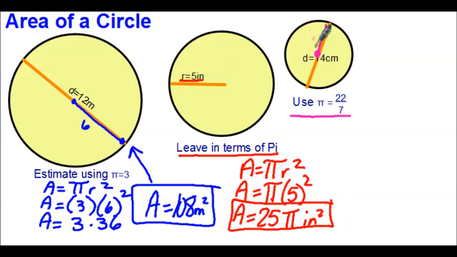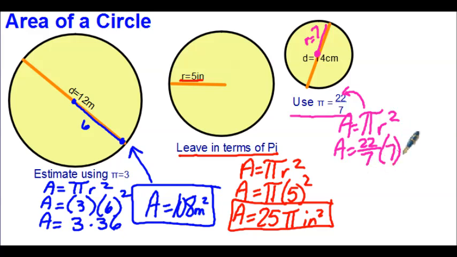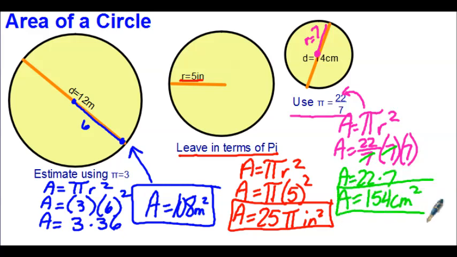The last one is to use the fraction equivalent of pi, which is 22 over 7. It's still an estimate. Your formula and your substitution step, so sub in 22 over 7. R squared means R times R, so 7 times 7 can cancel, and 22 times 7 is 154.